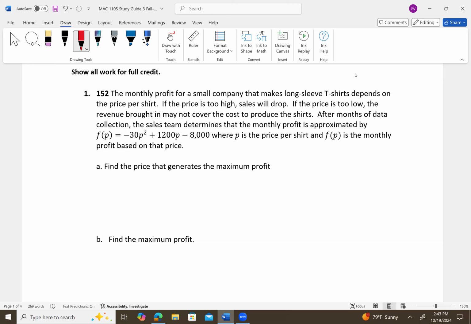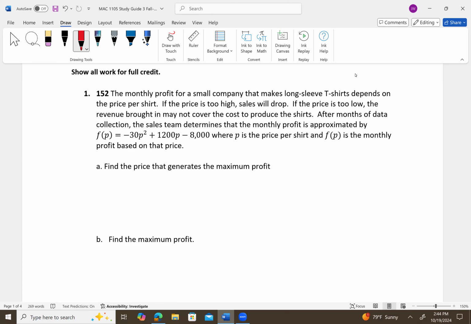After months of data collection, the sales team determines that the monthly profit is f(p) = -30p² + 1,200p - 8,000, where p is the price per shirt and f(p) is the monthly profit based on that price. So we want to find the price that generates the maximum profit. Looking at this equation, it is a parabola that opens down, so our maximum is going to be our vertex.